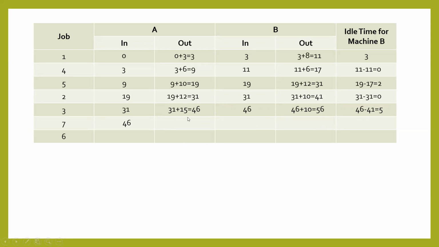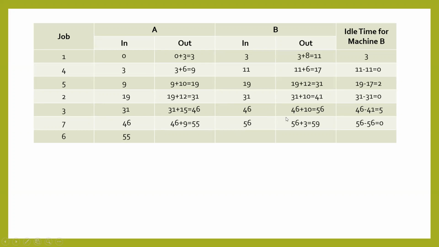The seventh job will start at 46. 46 plus 9 gives you 55. This 55 and this 46. So B is not idle. So it will wait. Greater is 56 compared to 55. So 56 will be the in for job number 7 on machine B. 56 plus 3 gives you 59. And as both the values are 56, 56 minus 56 will give me 0 as the idle time.